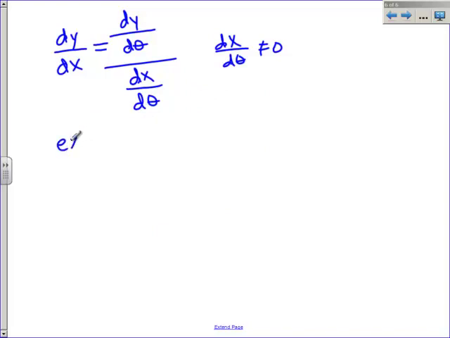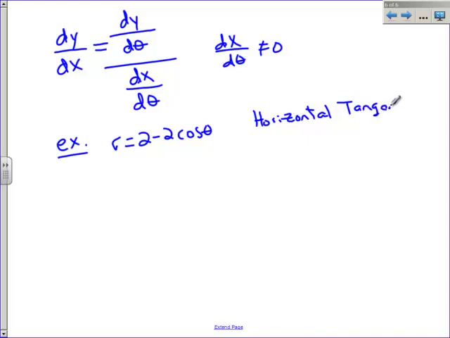So let's take a look at an example. How about r equals 2 minus 2 cosine theta? And what we want to do is find out where this polar curve has horizontal tangents. Now, horizontal tangents are going to come from your derivative equals 0. And if your derivative is a fraction, then that means the top is equal to 0. So we want to find out when dy d theta is equal to 0.